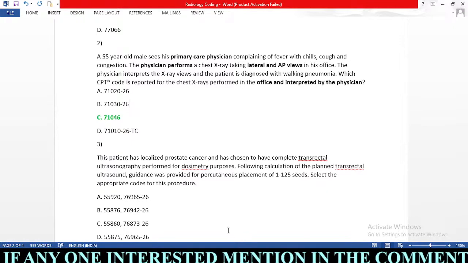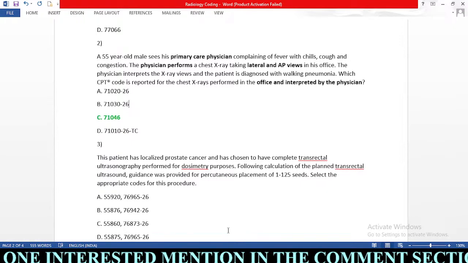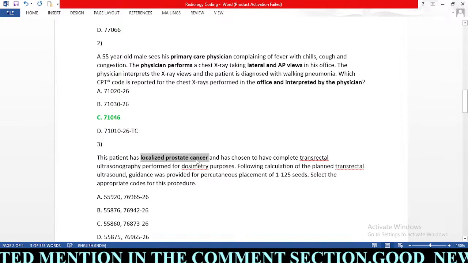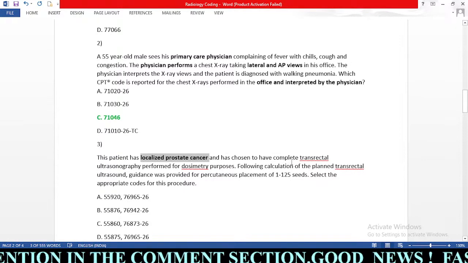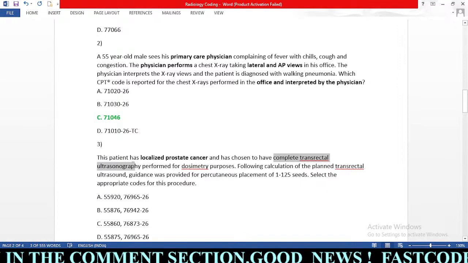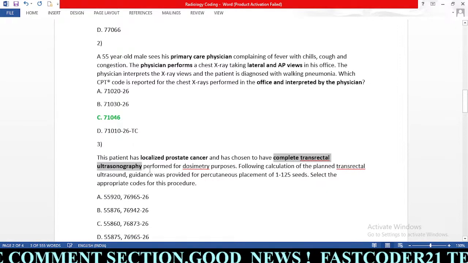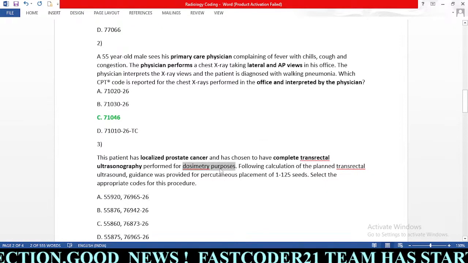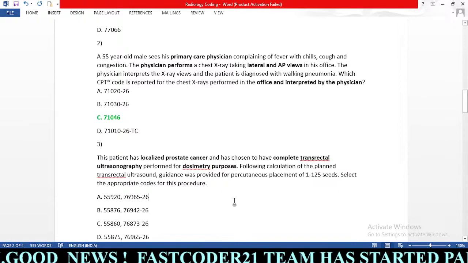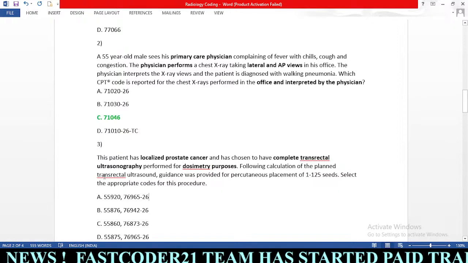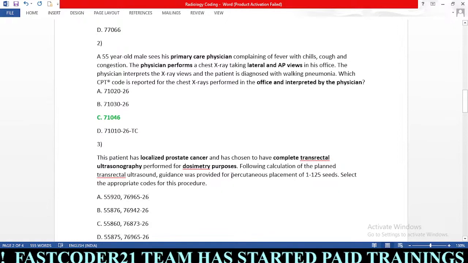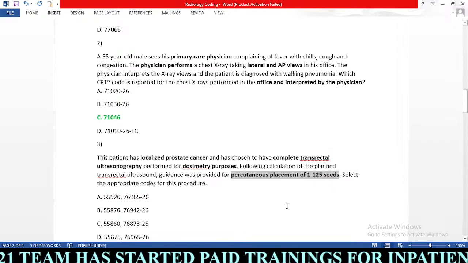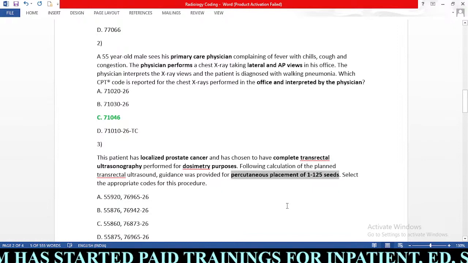So we will discuss the answer here. The patient has localized prostate cancer, which is the medical necessity, and has chosen to have complete transrectal ultrasonography, okay, performed for dosimetry purposes. In order to treat prostate cancer, they will use dosimetry. Following calculation of the plan, transrectal ultrasound guidance was provided for percutaneous placement of 125 seeds. Select the appropriate code for this procedure.